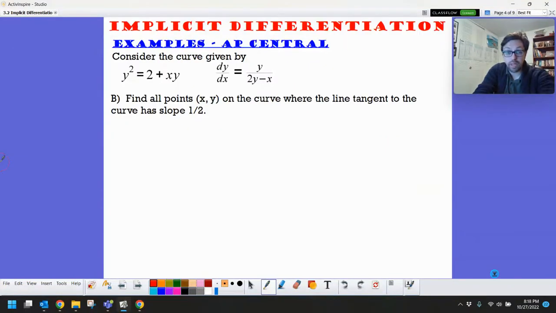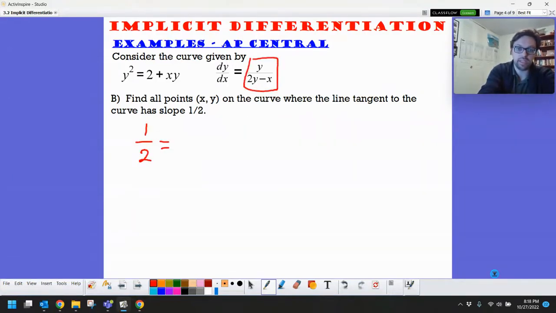In this example, I'm going to use the derivative we found in the previous problem. And we want to figure out all the points on the curve where the line tangent to the curve has a slope of 1/2. Well, if we want the line tangent to have a slope of 1/2, we want to set our derivative equal to 1/2. So we're going to say 1/2 equals y over 2y minus x. Then we go to solve this.